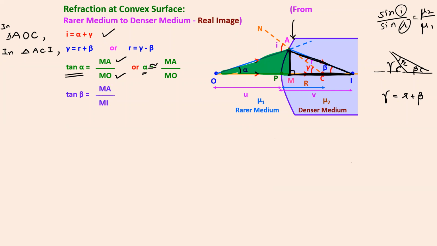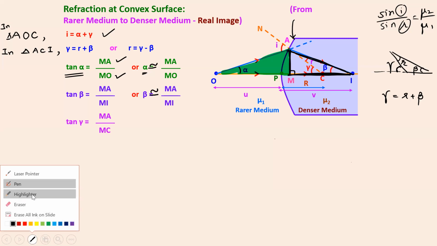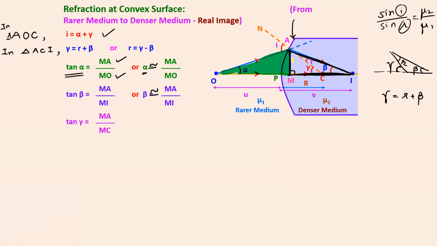So tan beta is equal to MA by MI, and that is how we can write beta is similar to MA by MI. Even for gamma, we again have a right angle triangle, which I made in yellow color. From that triangle we can see clearly it is MA by MC, and that is how gamma is also similar to MA by MC.